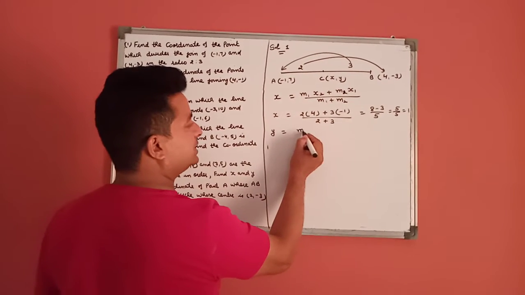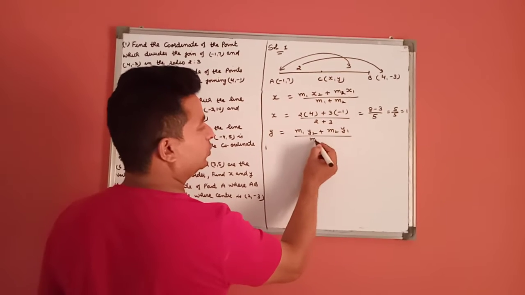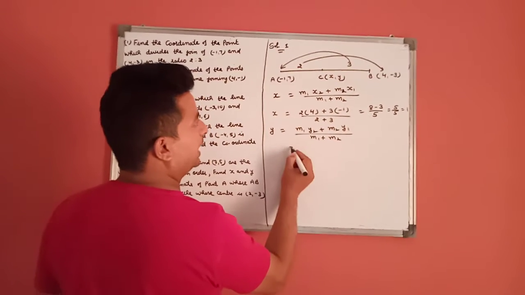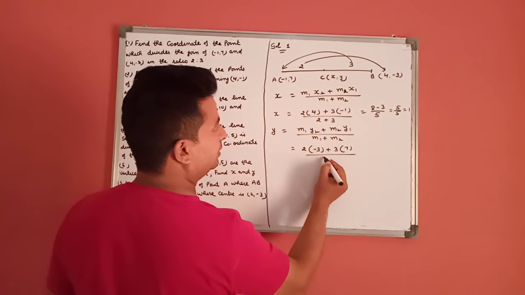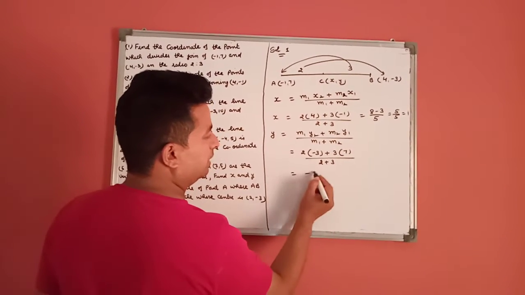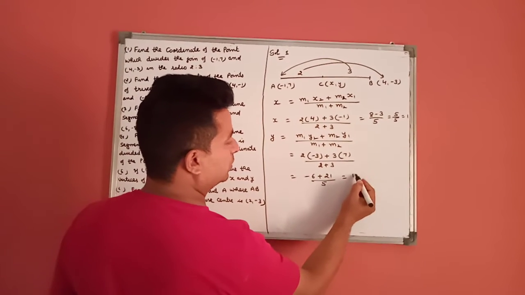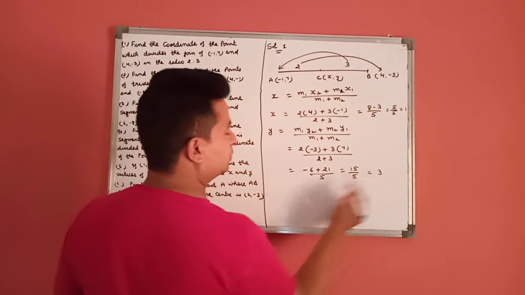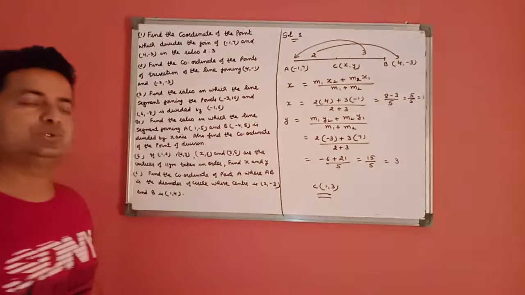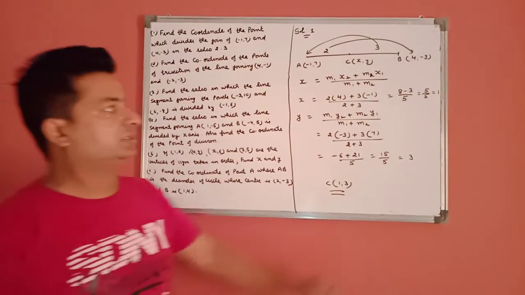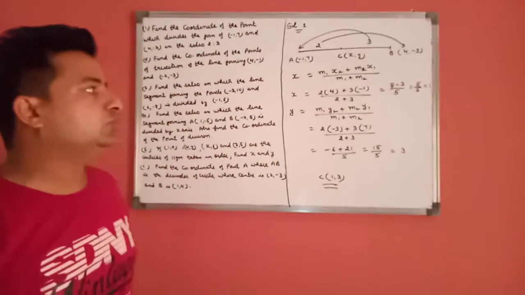Second one is y is equal to m1 y2 plus m2 y1 over m1 plus m2. m1 is 2, y2 is -3. This is 3 into 7 divided by 2 plus 3. -6 plus 21 upon 5, this is equal to 15 upon 5 equal to 3. This means the point C is (1, 3). This is the solution of question number 1. This means the point (1, 3) divides these 2 points in the ratio 2:3.